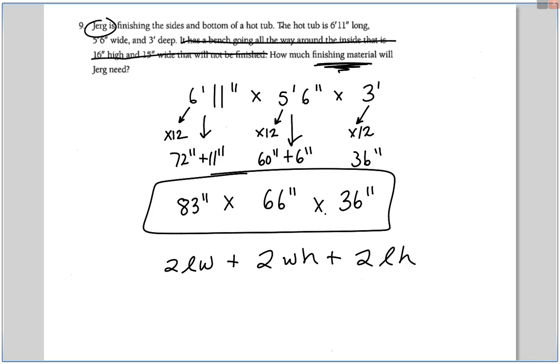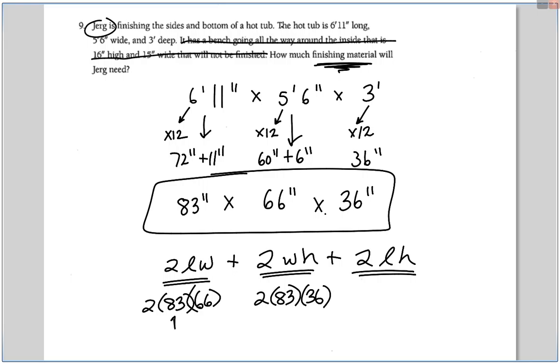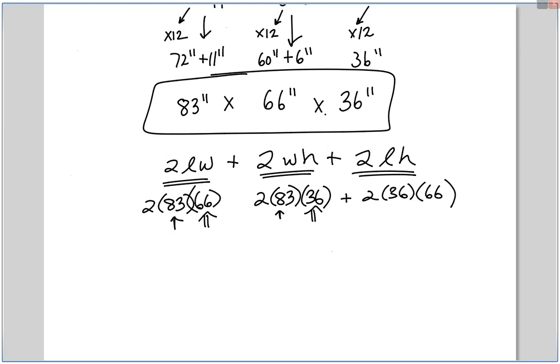So basically what it means is you have your front, your back, your top, your bottom, and the two sides. And it doesn't really matter how you organize these, as long as, say, you put 83 and 66 together, and then use 83 again, but don't use 66 this time, use 36. And then see how you've used 83 twice already? Don't use 83 again, and just use the other two, 36 and 66. And that's actually a shortcut to get the surface area of a rectangular prism.